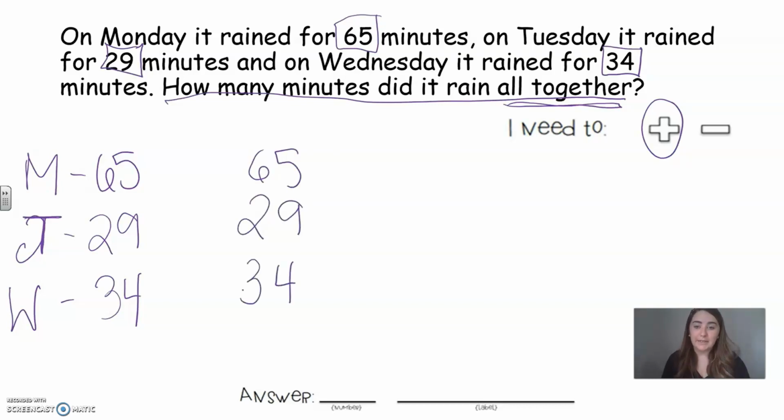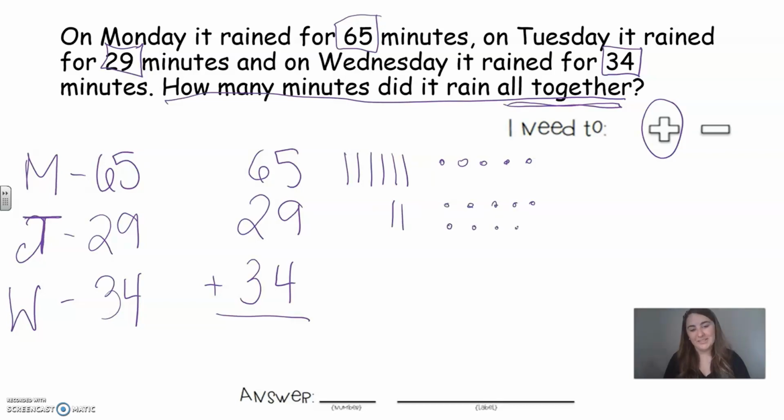So we've done expanded and we've done standard. This time I'm going to do base 10. Remember, you can solve it any way you want to that works best for you. So base 10 is pictures. Remember, sticks are for tens and dots are for ones. So for 65, I drew 6 sticks and 5 ones. 29 is 2 sticks and 9 ones. And then 34 is 3 sticks and 4 ones.